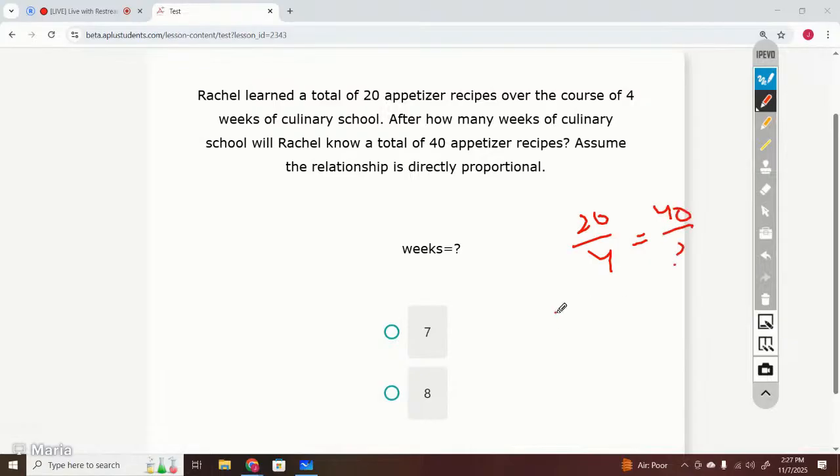So n is equal to 40 times 4 divided by 20. 4 times 5 is 20. The answer is 8. Option number 2 is the correct option. That is 8.